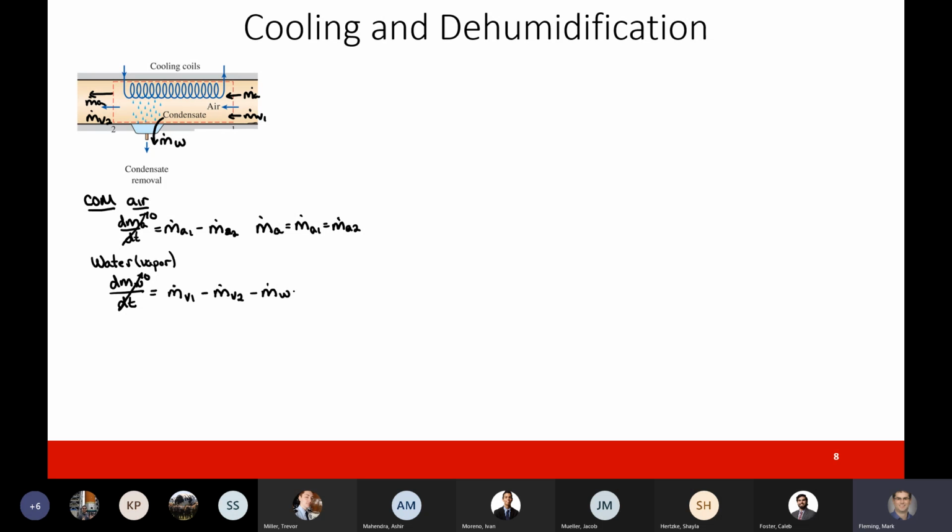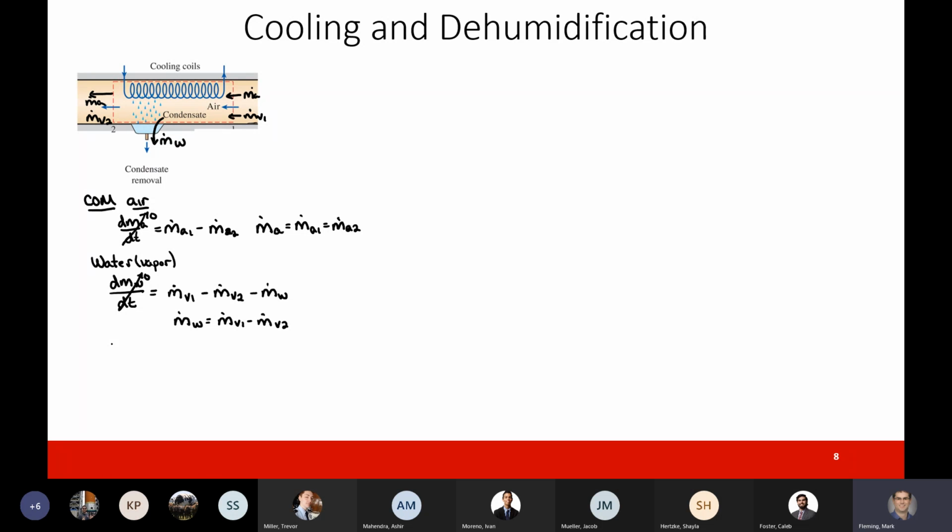Now what we're going to note is the liquid water leaving the system. If we wanted to, we could change this. Since we know it's a liquid, we could also call this m sub f because it's liquid. I'm going to just stick with water to use the same nomenclature as before. If we rearrange and solve for this value, we get the mass flow rate of the water. This is equal to the mass flow rate of the vapor at 1 minus the mass flow rate of the vapor at 2.